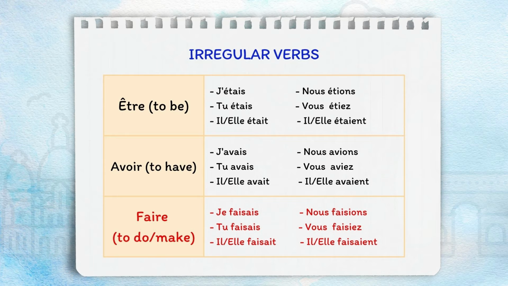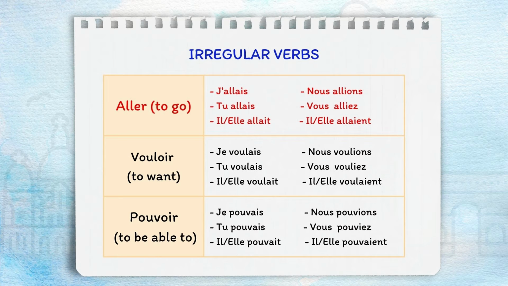Je faisais, tu faisais, il, elle faisait, nous faisions, vous faisiez, ils, elles faisaient. Aller: j'allais, tu allais, il, elle allait, nous allions, vous alliez, ils, elles allaient.